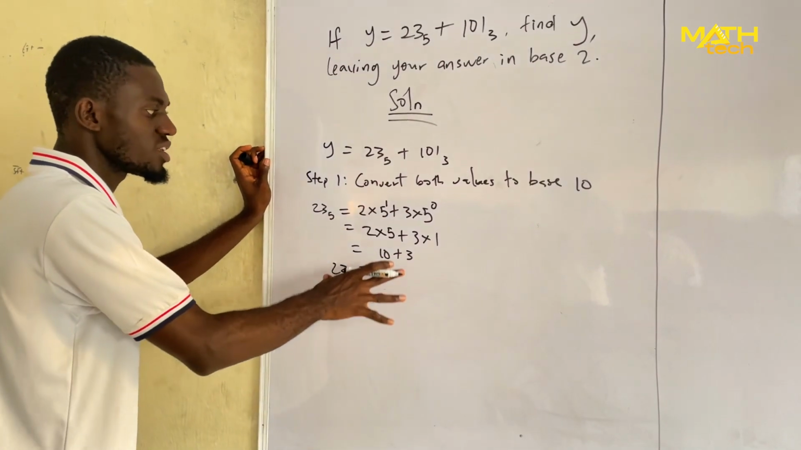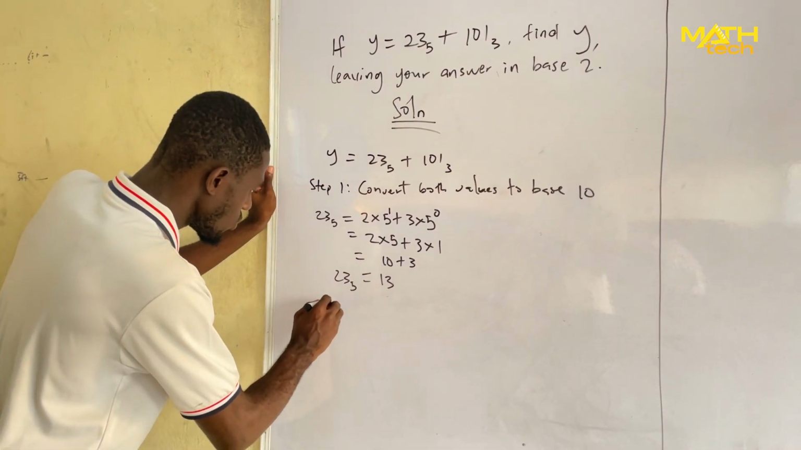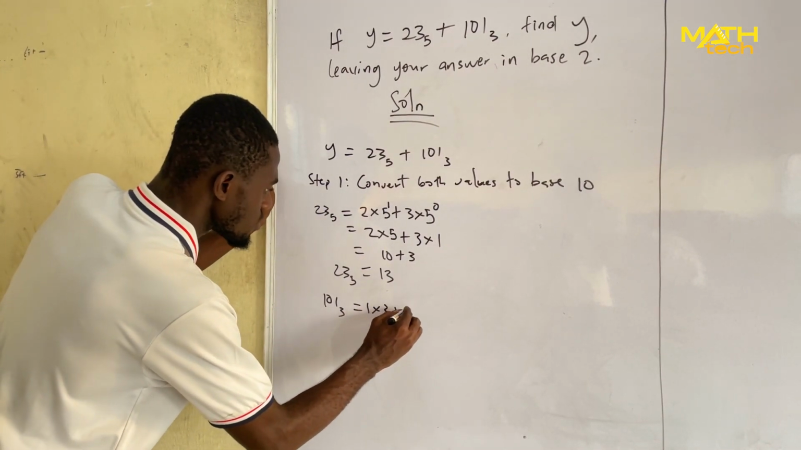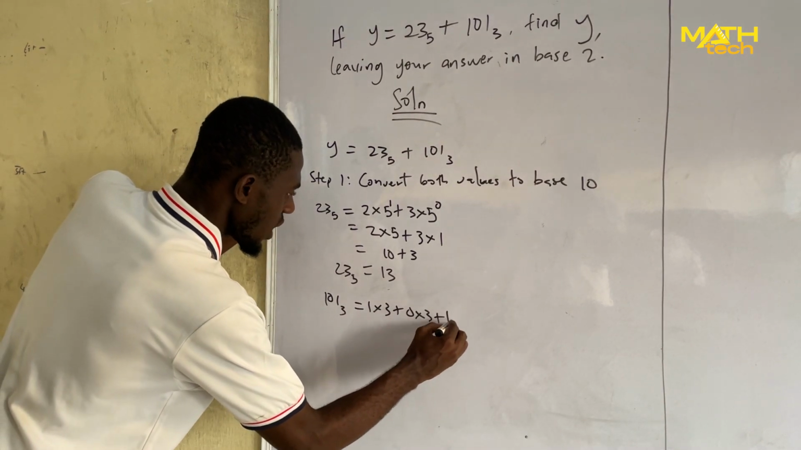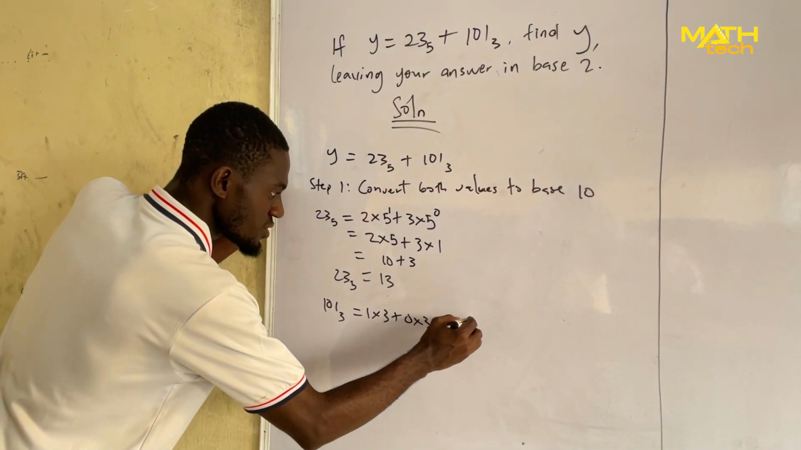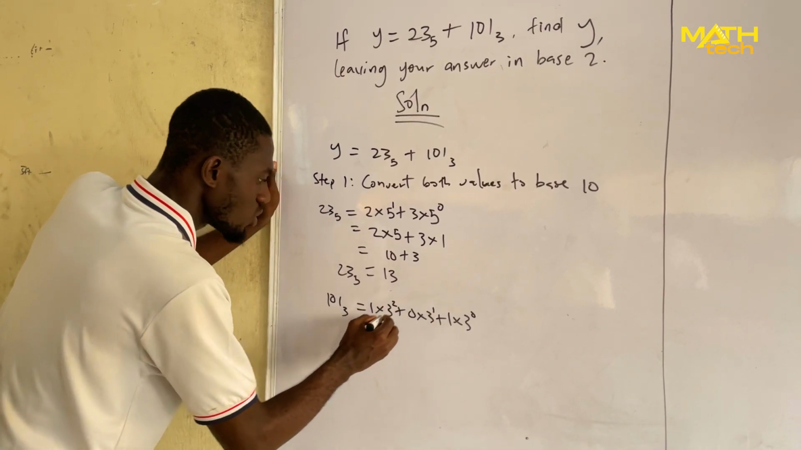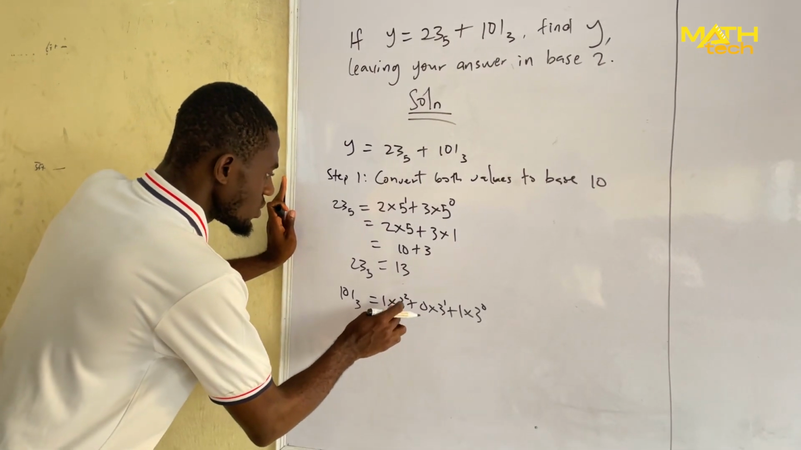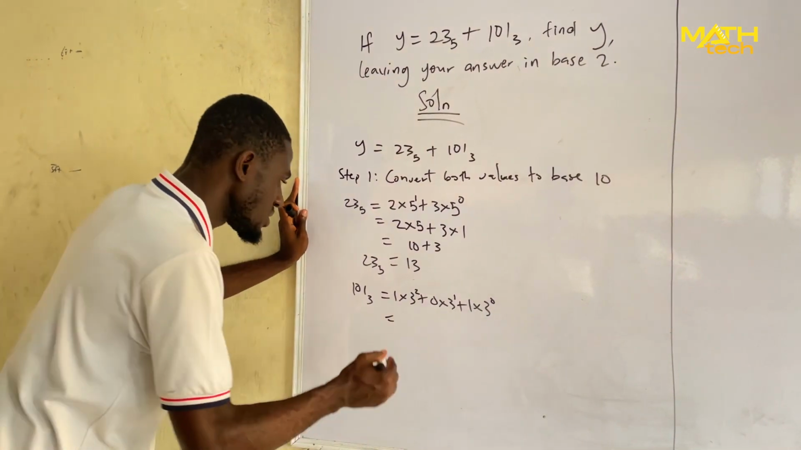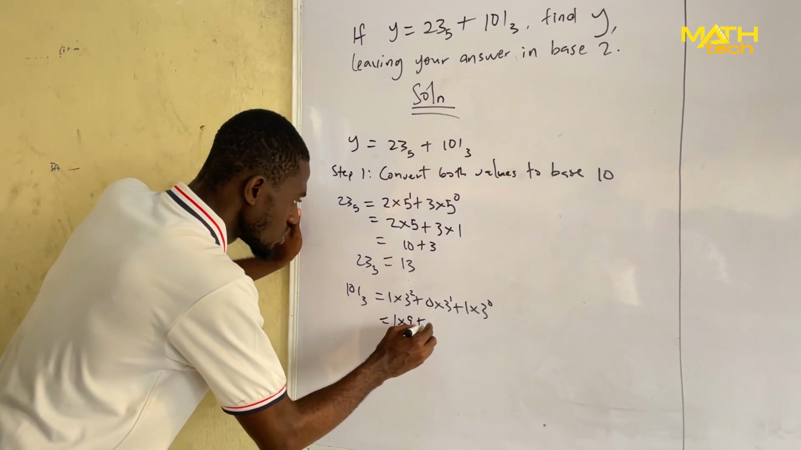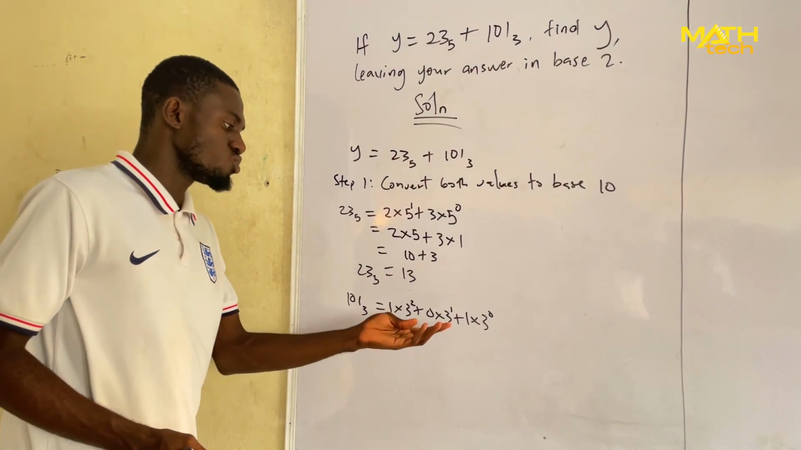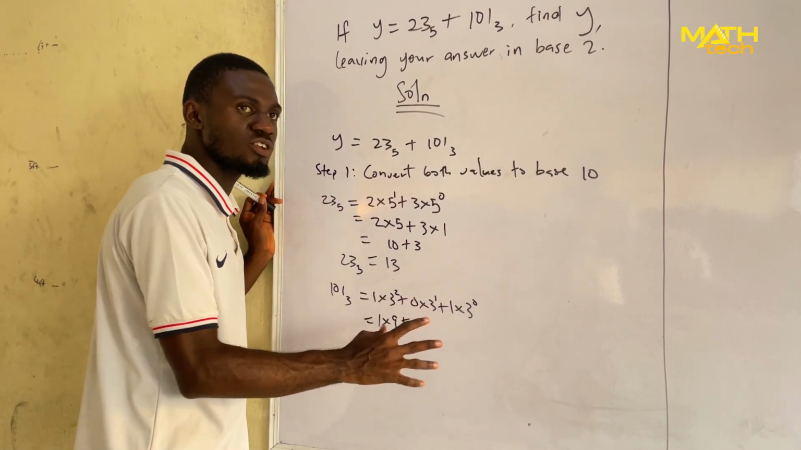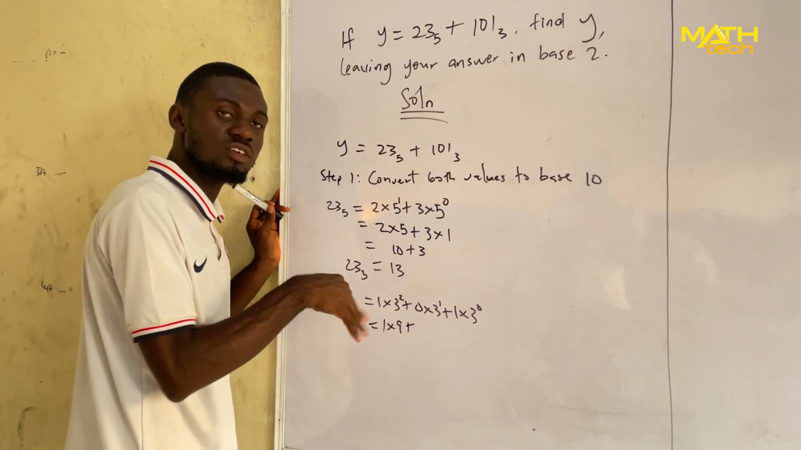We still use the same process in converting it to base 10. So we say 101 base 3. Converting it to base 10, we have 1 times 3 raised to power 2, plus 0 times 3 raised to power 1, plus 1 times 3 raised to power 0. So we carry out our simplification. We know that 3 raised to power 2 is 3 times 3, that is 9. So 1 times 9 plus... 3 raised to power 1 is 3. But don't forget that anytime 0 multiplies a value, the result is 0. So we can just exempt this part because it is 0.